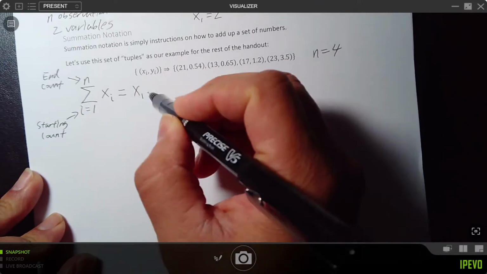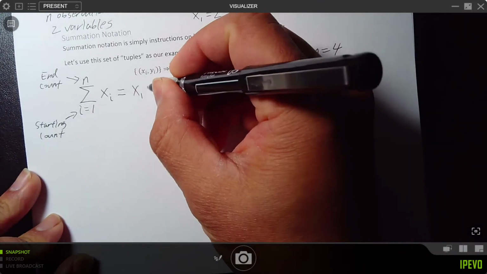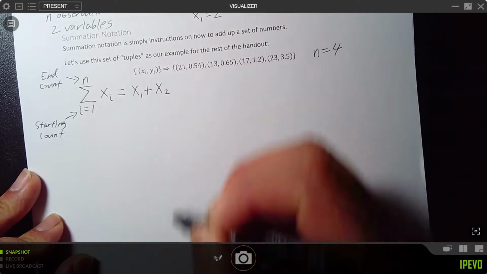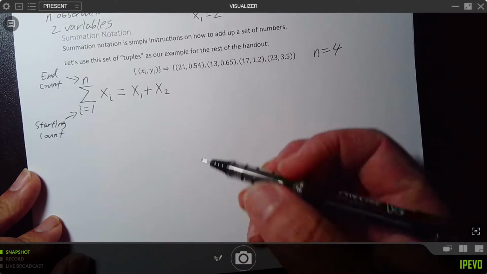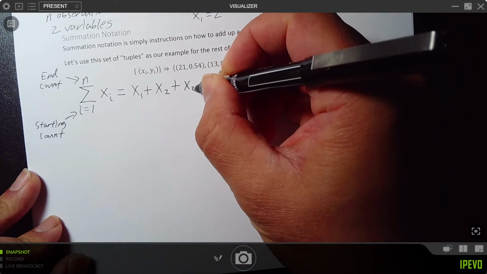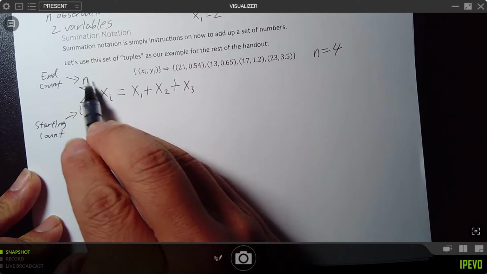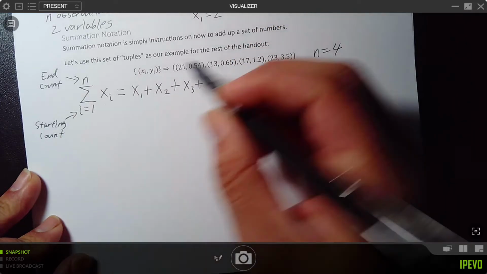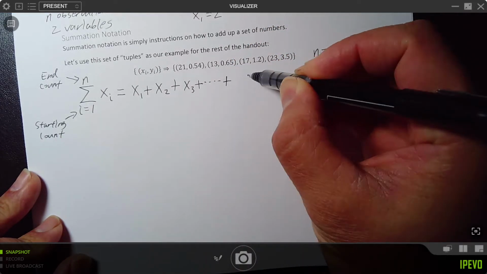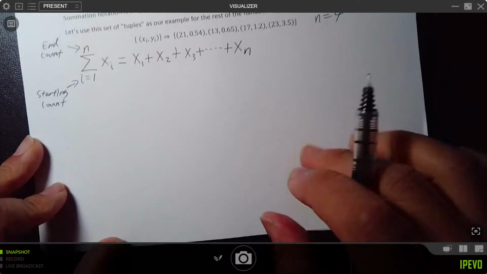Now, it's called summation notation because we're adding everything up. So this would just be plus x2. Okay, now, what's after 2? 3. So it'll be plus x3. And then, when do I stop? I stop when I get to n. Now, we're going to leave n as a variable right now. So just dot, dot, dot, and then we're going to go to xn.